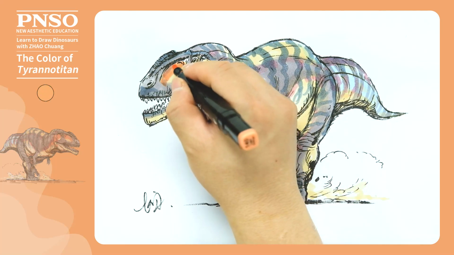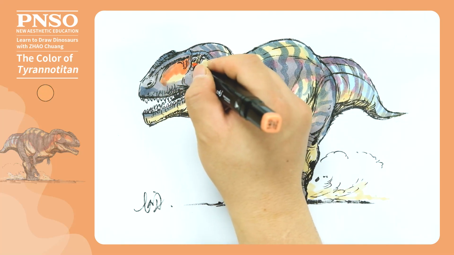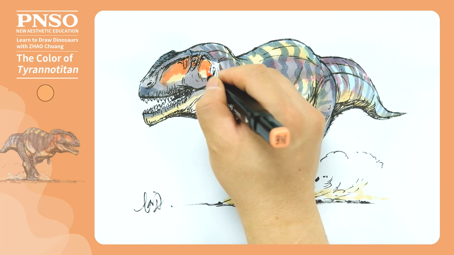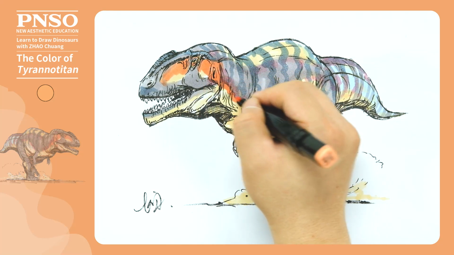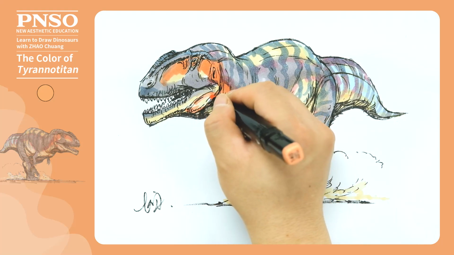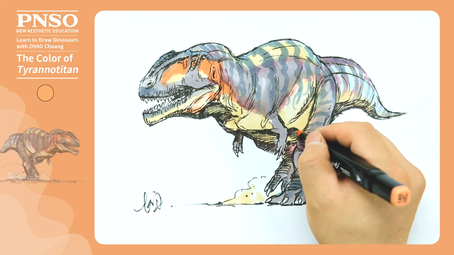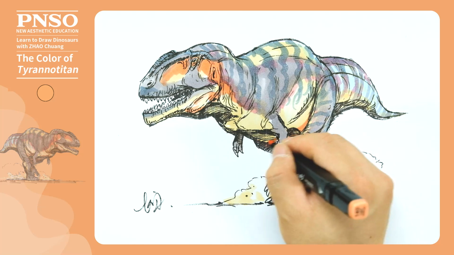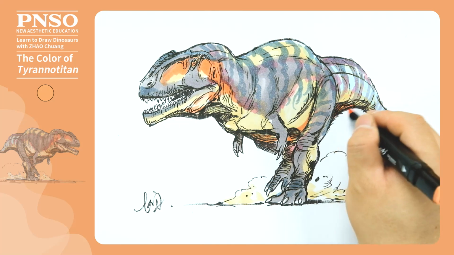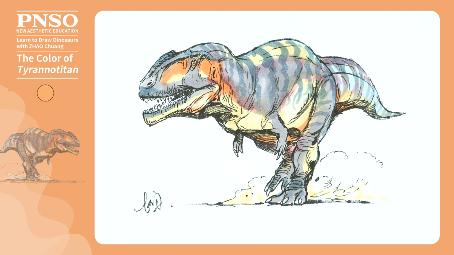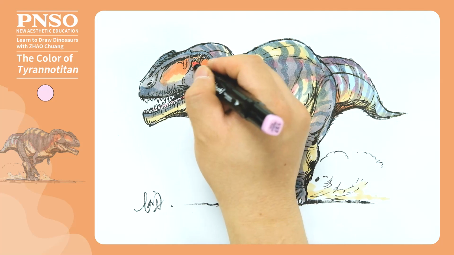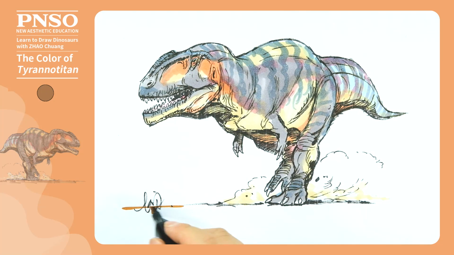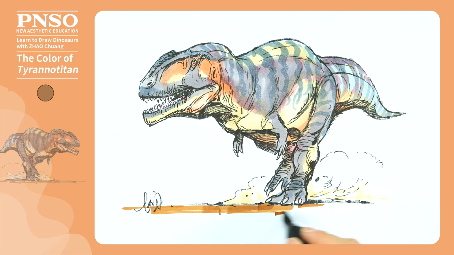Then, use a flesh or an orange marker to place some more eye-catching colors on its facial area. We can also use this color to embellish the belly and other soft areas, such as the base of the tail and the base of the thighs. Now, let's use purple to color its tongue. Then, use brown to sketch the ground.